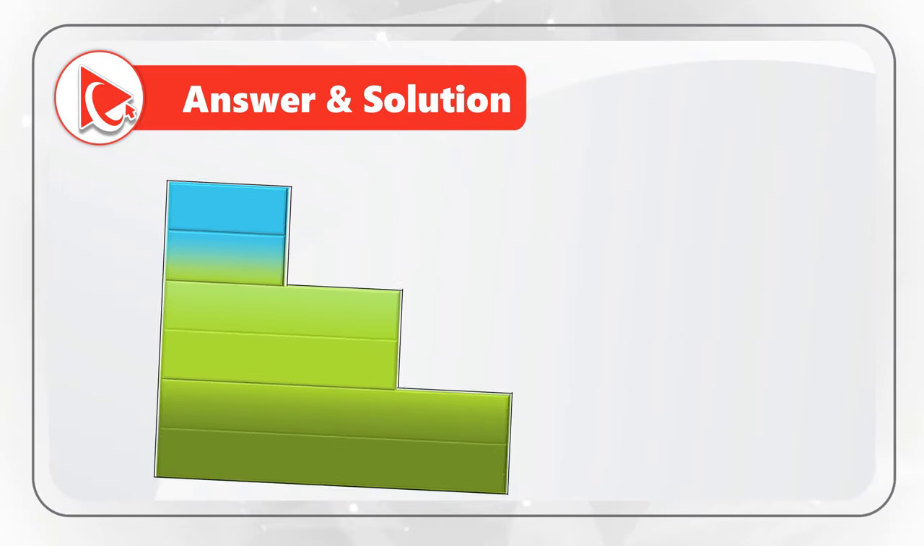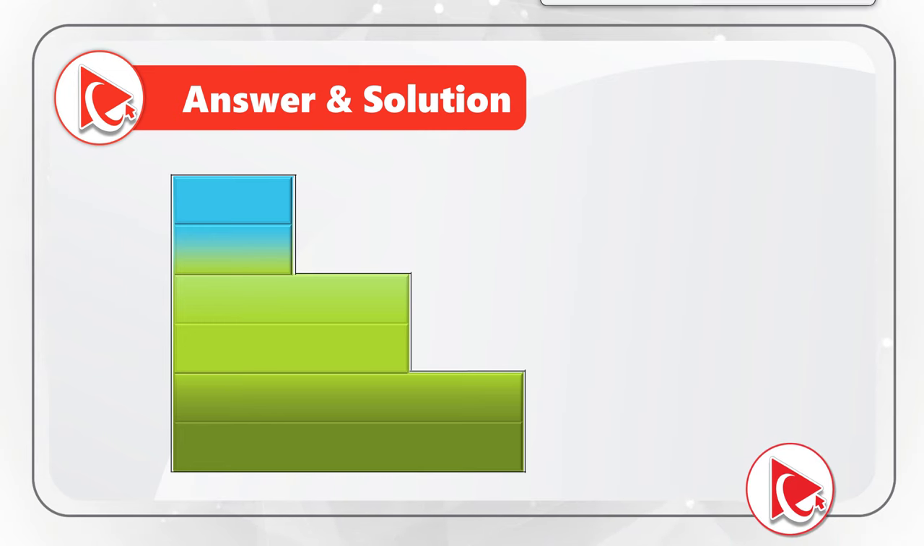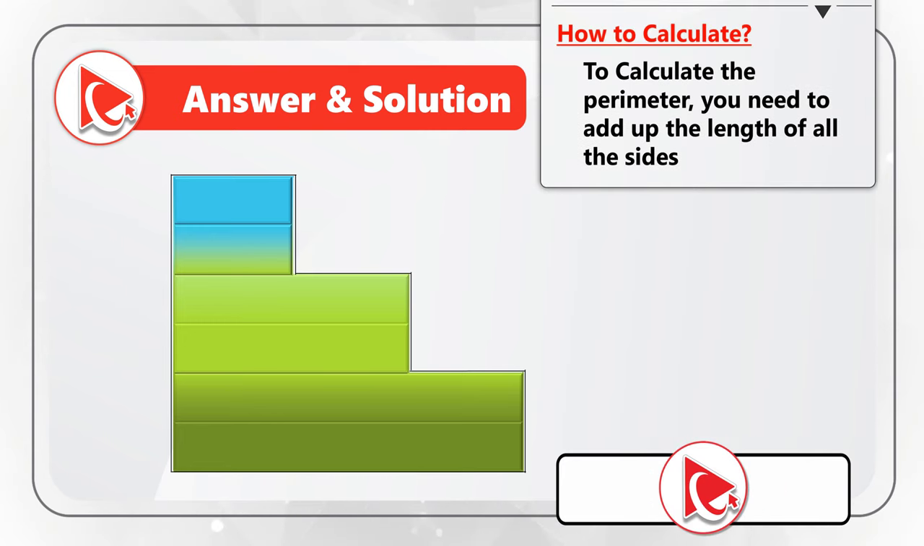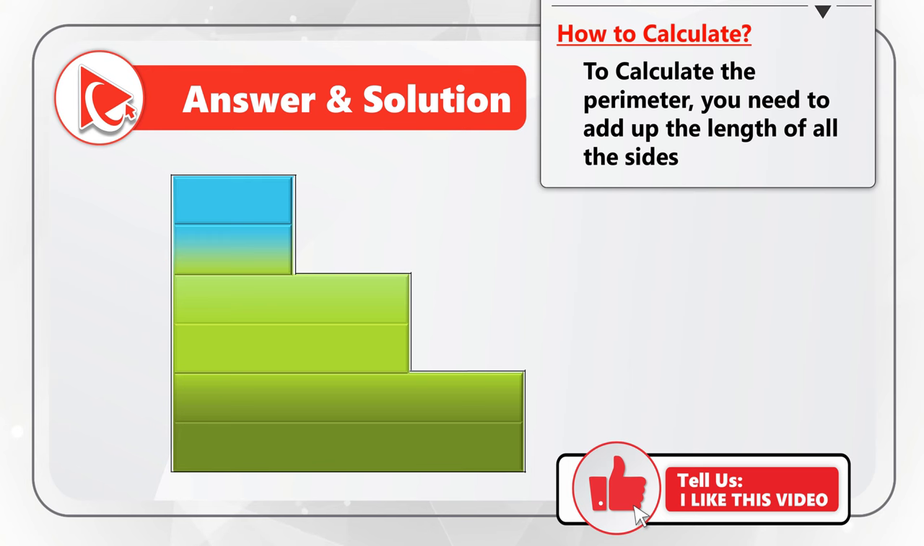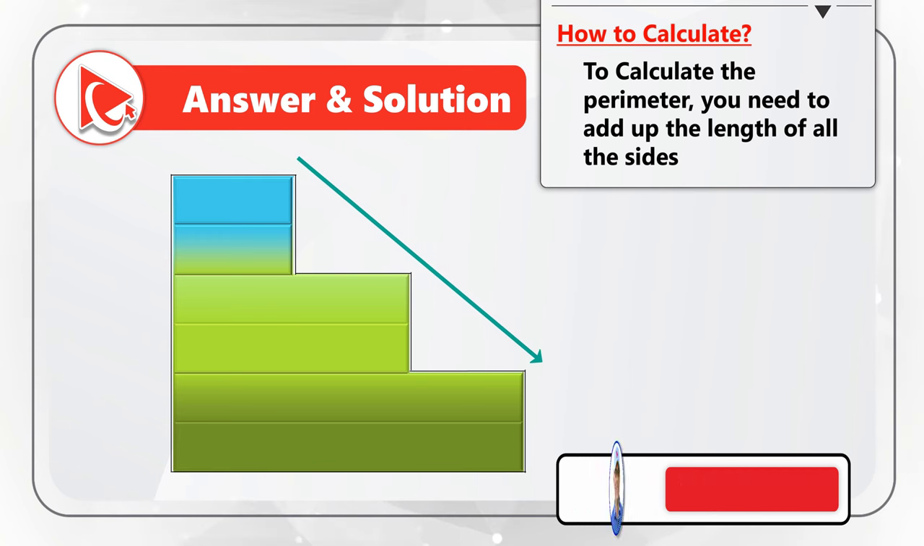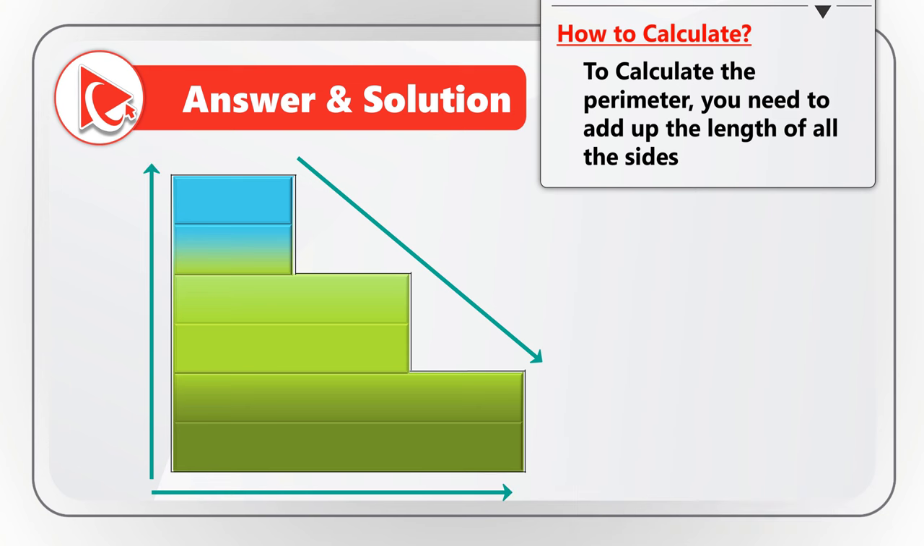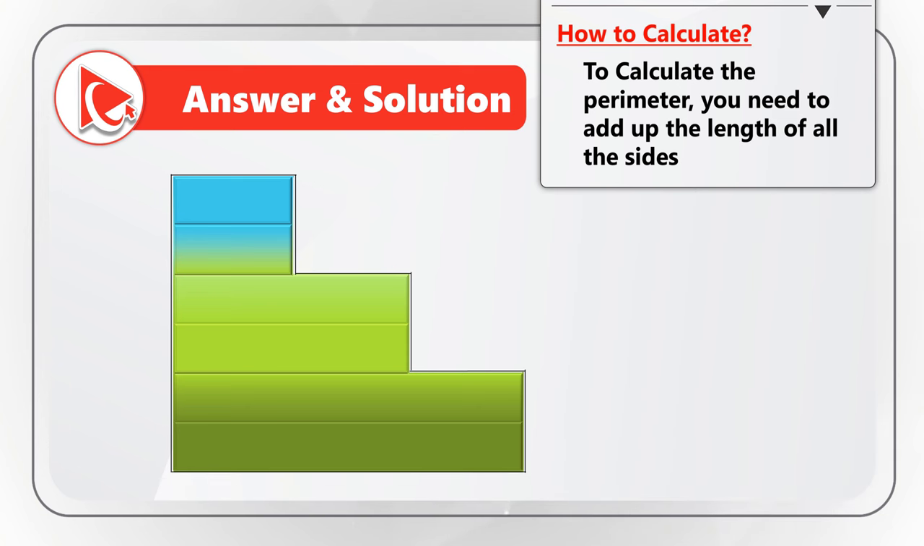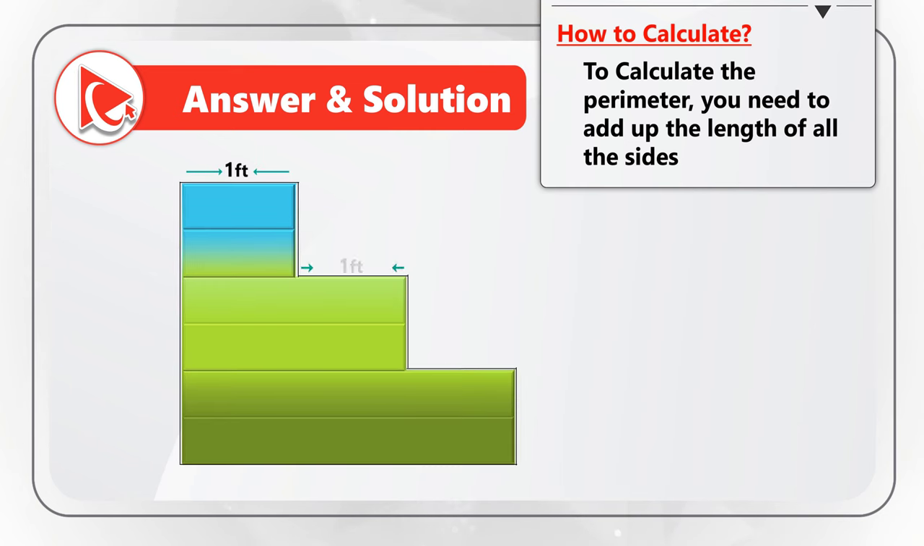As you might be well aware, to calculate the perimeter, you need to add up the length of all the sides. In our object, we are presented with steps that have measurements. And this object also has solid sides at the bottom and on the left. So first, let's calculate the perimeter of the steps. The top sides are all 1 foot. And the height of every step is also 1 foot.